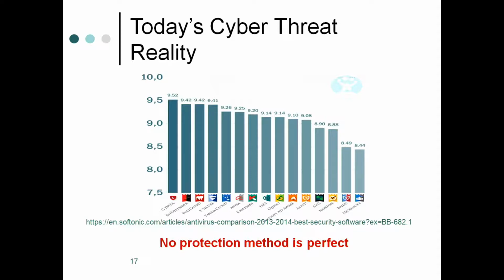This is, I think, a little bit old, but the system is almost the same. Even in 2019, it's still very similar. So we have G Data, which is 9.52. In our country, Kaspersky is very popular, which is 9.2. So that means you have about a 5 to 16% chance of getting infected, even though you have such a system installed in your machine.